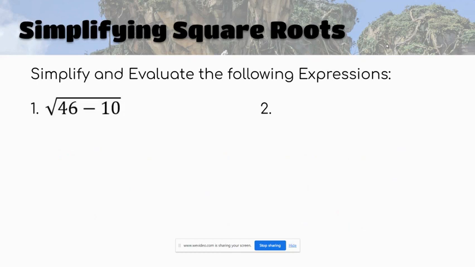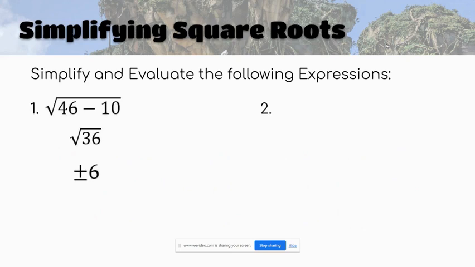Well, here I have the square root of 46 minus 10. So when I have something that I'm adding or subtracting underneath the radical sign, I want to deal with that first. So 46 minus 10 is 36. So I'm really taking the square root of 36. And the answer to the square root of 36 is plus or minus 6.